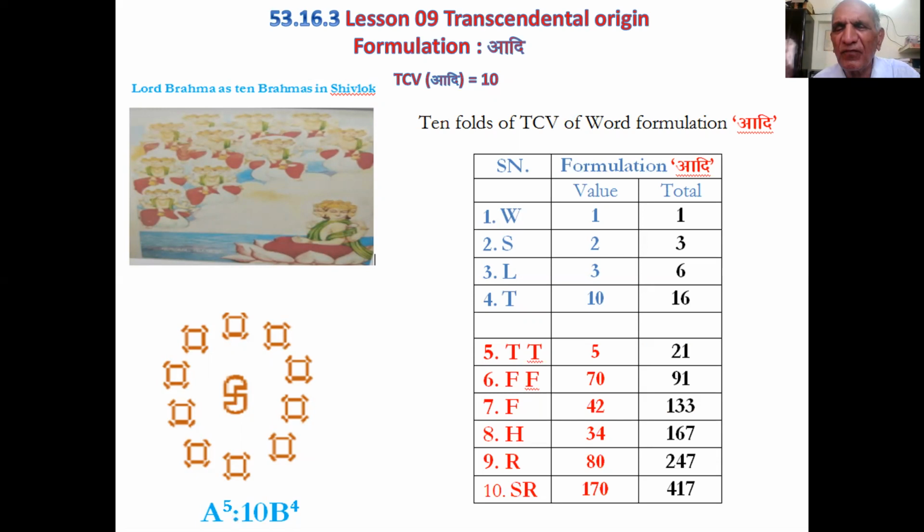TC value of the formulation Adi is 10. Adi means the beginning. Adi means initiation. Adi means the initial state. Adi means the initial initiation phase and stage for transition to be in 5-space. Entire manifested creations are within 4-space. The Vedic systems take to the transcendental domain, 5-space.